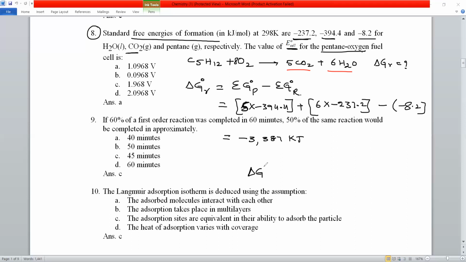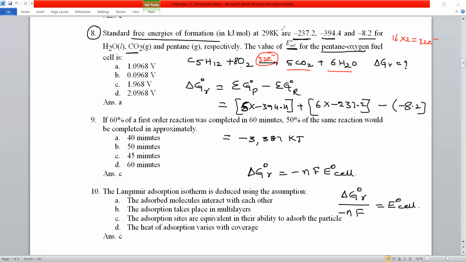So, del G naught of reaction equals minus nF E naught cell. So E naught cell equals del G naught of reaction divided by minus nF. Okay, students. In this reaction, you can observe 8 moles of oxygen are there. Each oxygen is changing its oxidation state by 2, so totally 32 electrons are changed here. Why? Because 8 into 2 is 16, each oxygen is gaining 2 electrons, so 16 into 2, 32 electrons are transferring in this reaction. So the n value is 32.